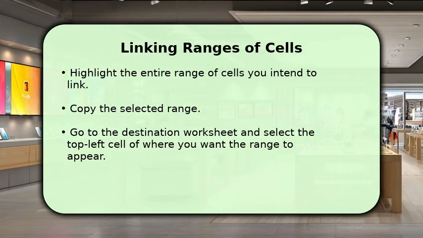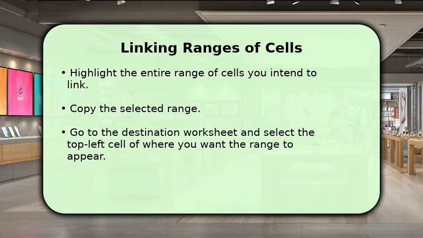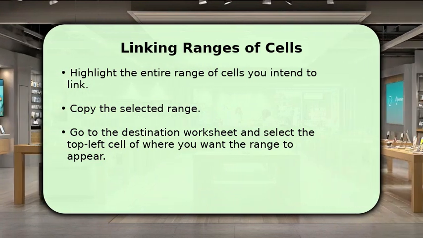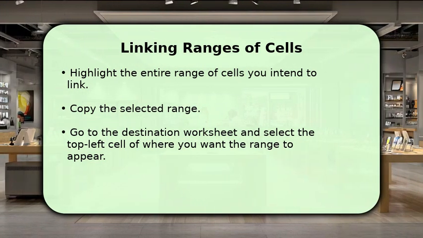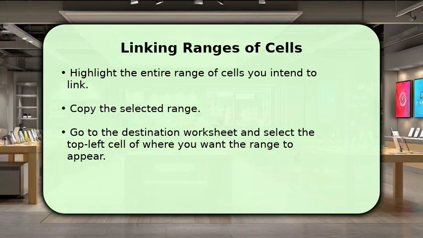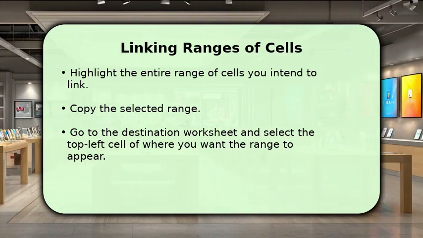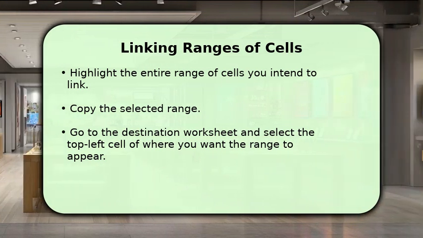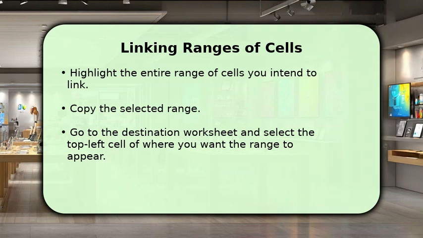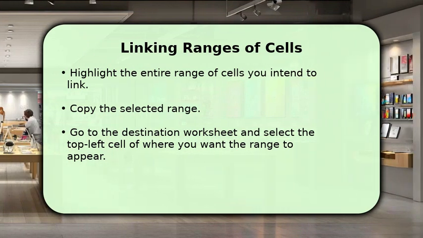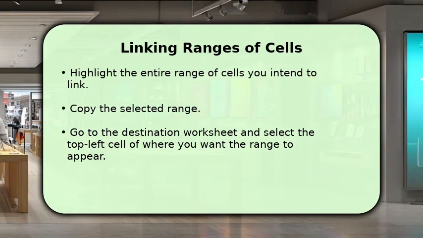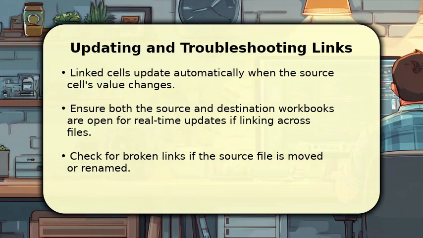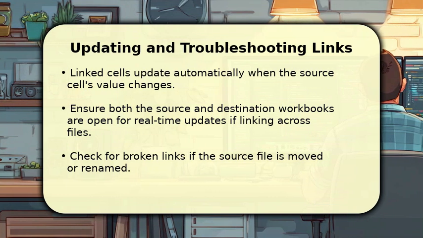Copy this selection. Then, move to your destination worksheet and click on the single cell where you want the top left corner of your linked range to begin. Again, right-click, choose Paste Special, and select Paste Link. This action will replicate the entire range, maintaining all relative cell references and ensuring your data stays perfectly synchronized across your sheets. Linked cells are designed to update automatically, reflecting any changes made in the original source cell.